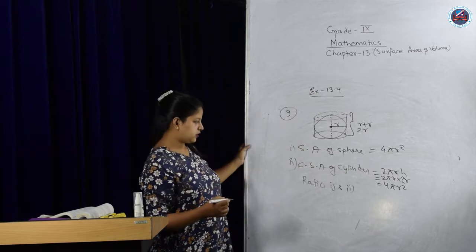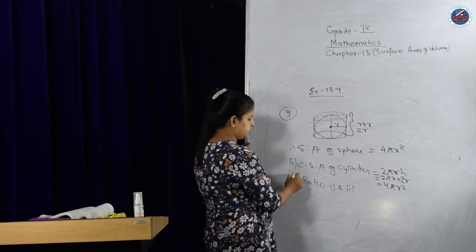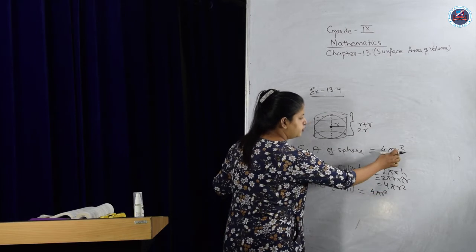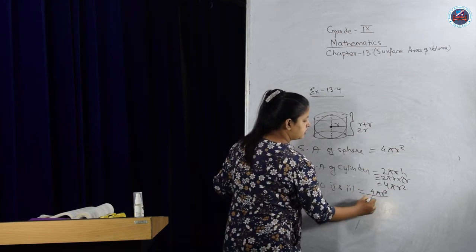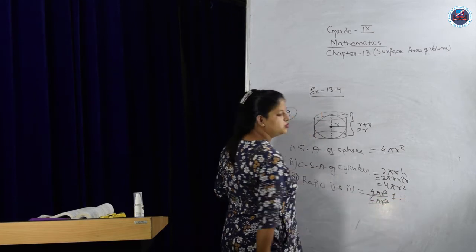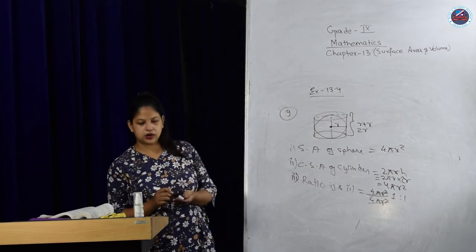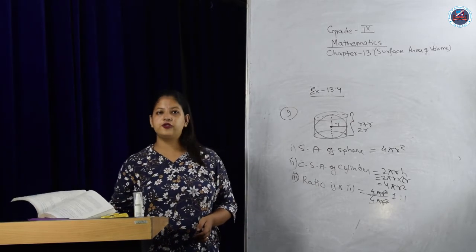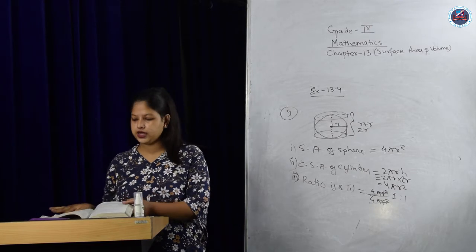Okay. Now third question is ratio. Find the ratio. Ratio means divide them. So first one, 4 pi r square, divide by second, 4 pi r square. That is 1 is to 1. This is how you'll do. Complete all the questions. It's very easy. Now we'll go for the calculation of volume. Okay. 13.5.